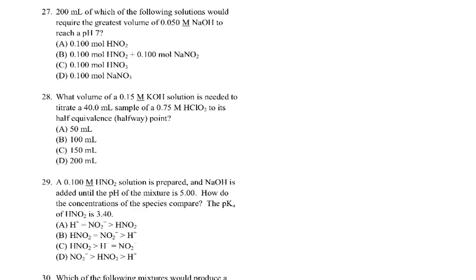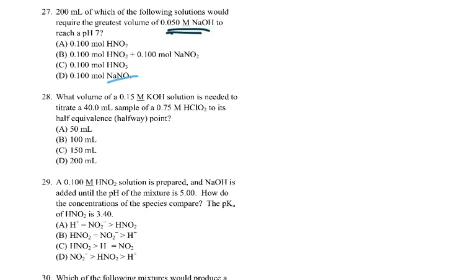Okay, 27 is kind of a subtle question. It says, which of the following would require the greatest volume of base in order to reach a pH of 7? So if we're starting with an acidic solution, we need to add base. Okay, we can eliminate answer D. Answer D here is going to be a neutral solution already, so it's already at a pH of 7, so we would have to add 0 base to that, so that's not the greatest volume of base.